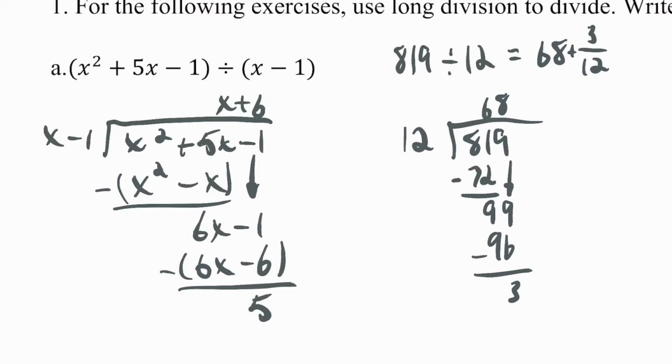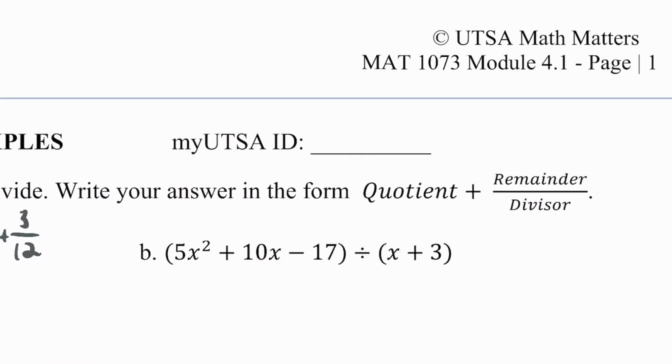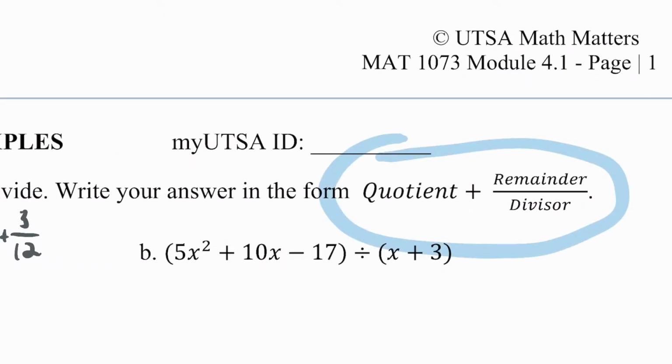So the result, and I would like to put it here, but I'm kind of out of room, so I'll put it down here. The result is x plus 6 plus 5 over x minus 1. That is the result, okay? Write the answer in the form quotient plus remainder over divisor.